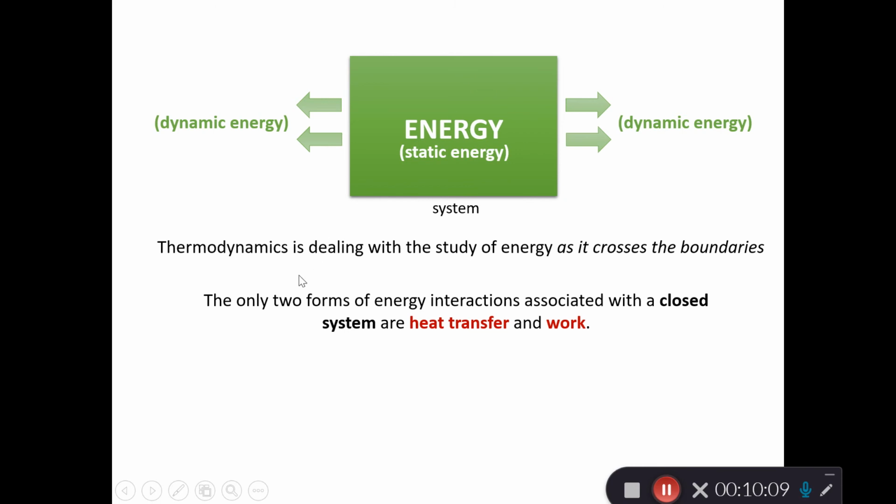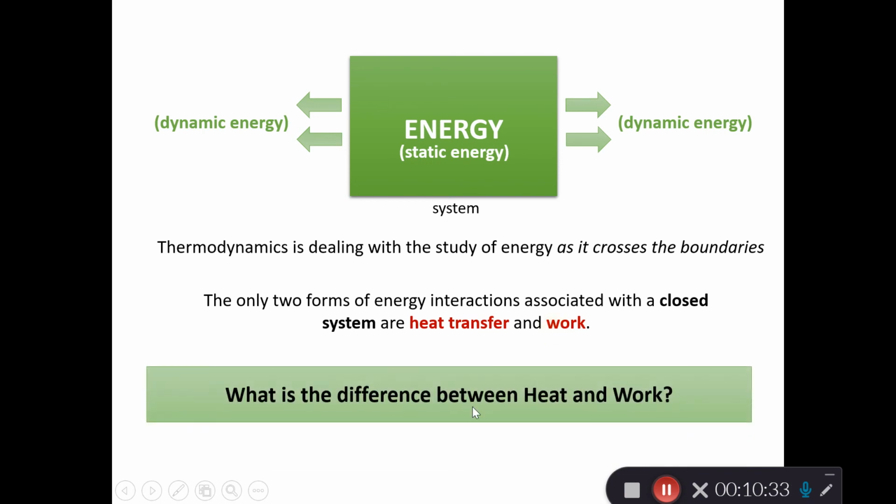So the only two forms of energy interactions associated with a closed system, right? Just like this is a closed system, the only way you can analyze this dynamic energy is through heat transfer and work. There's no other way you can study energy transfer. Only heat transfer and work.